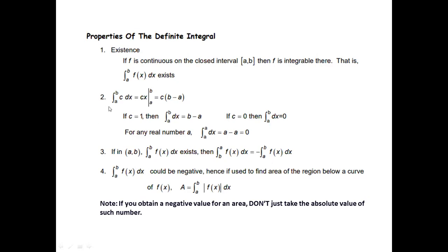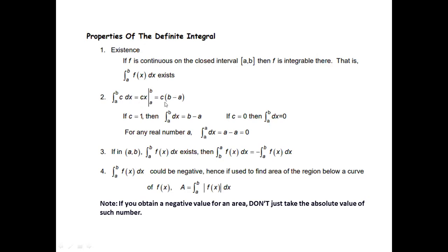Property number 2. If you have integrated a constant, you set aside the constant and you process the integral of the dx, which is simply the x. So the integral of a constant is that constant times the difference of the limits.